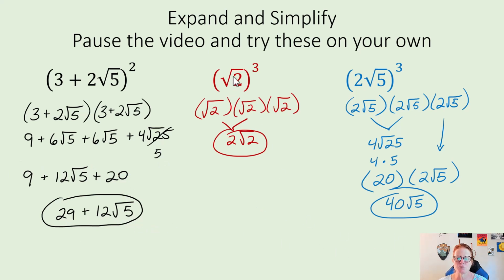For this next one, square root of 2 times the square root of 2 just gave me 2. And then I bring down the square root of 2. I can't do anything more, so my final answer, 2 square root of 2. 2 square root of 5 required a little bit more work. I get 2 times 2 is 4, 5 times 5 is 25. Well, the square root of 25 is 5. 4 times 5, 20. Bring down the third 2 square root of 5. Go ahead and multiply 2 times 20. I get 40 square root of 5, final answer.